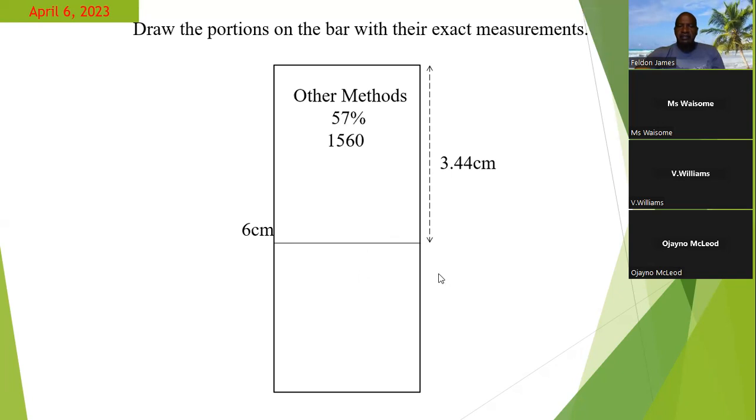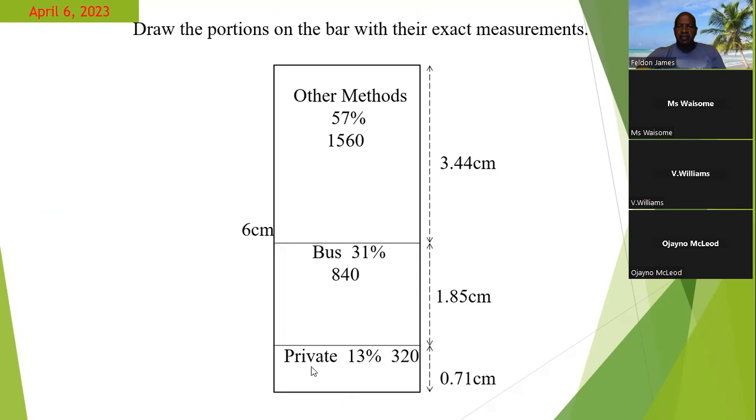The other one, the height of it was 1 point something. So that height would measure 1.85. Right, so this portion would be for the bus. And of course, what would have remained would be the portion of 0.71, and this portion would be for the private motor. And this is how we would represent the data on a proportional or proportionate bar chart.